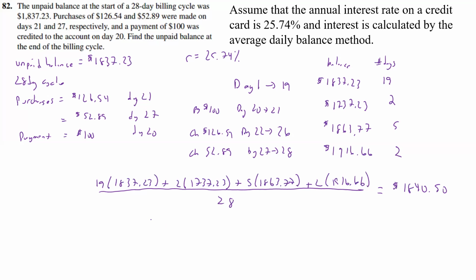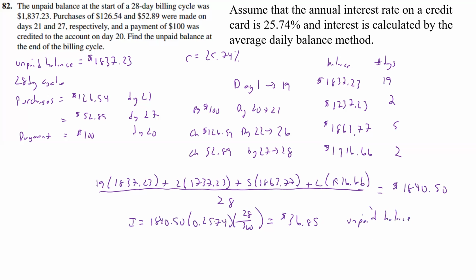Now, that's the average daily balance, and now we need to find the interest. Interest is going to be what? Well, we take our average balance, $1,840.50, times our rate, which was 25.74%, times the number of days, 28 out of 360. Again, I'm just going to plug that into my calculator so it's easier. All right, so it looks like $36.85 is that value.